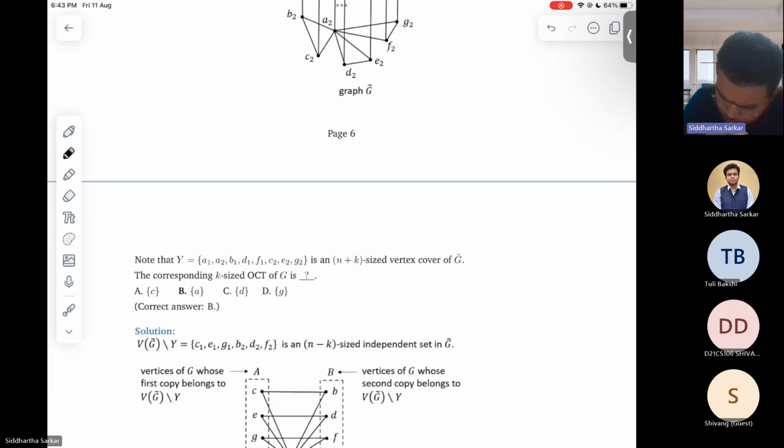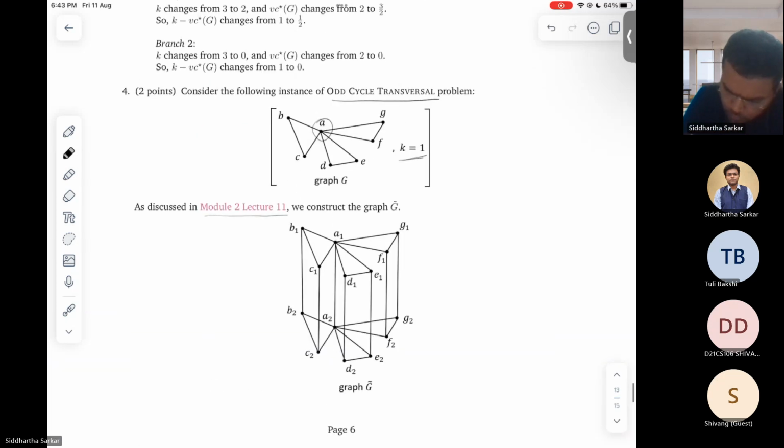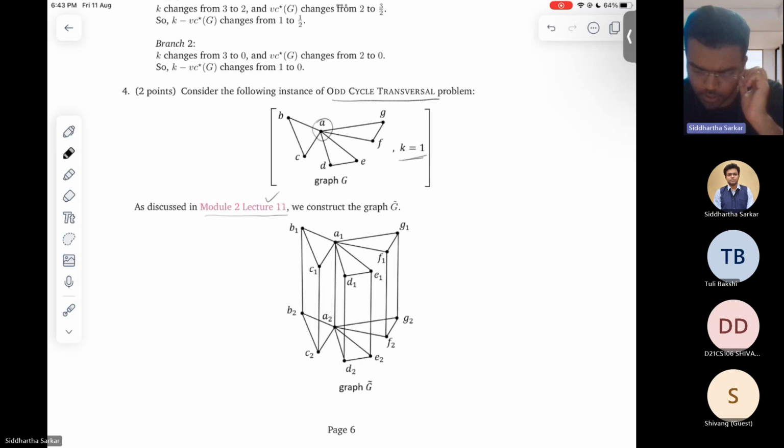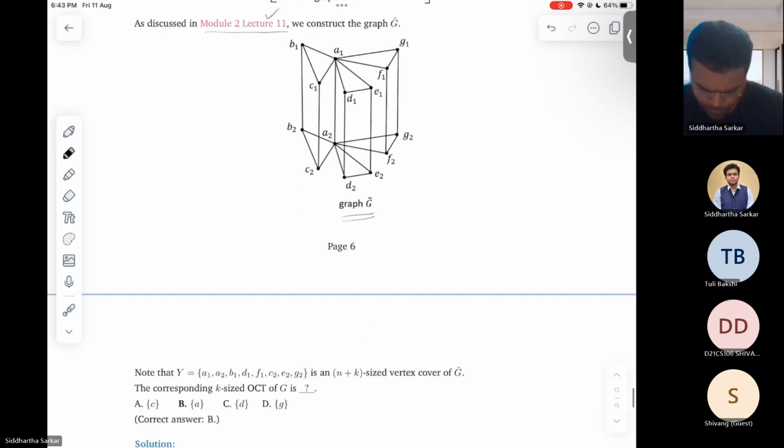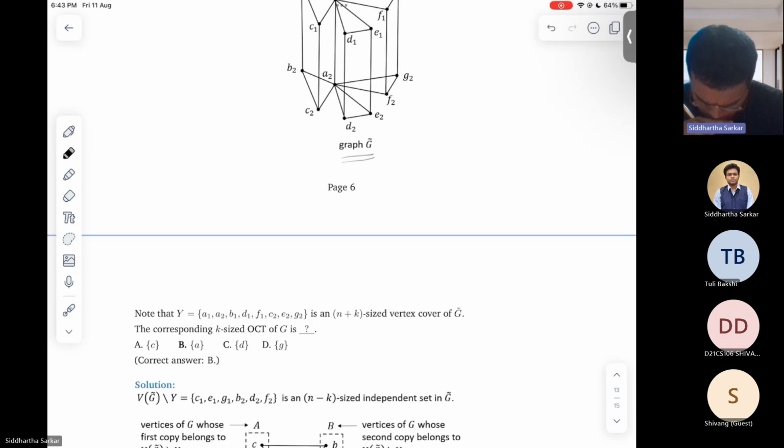and to be able to understand this question, you must understand what was discussed in lecture 11. So they constructed a graph G tilde from G, and it has certain properties.